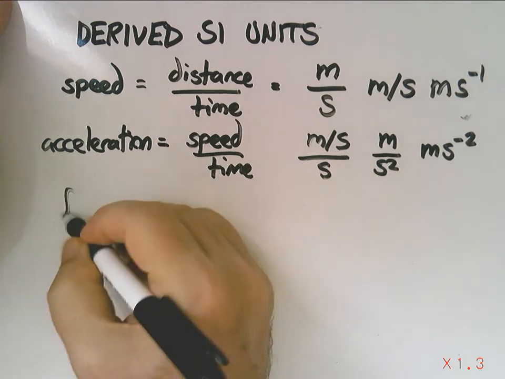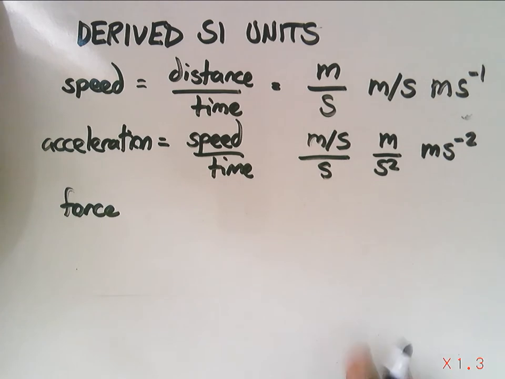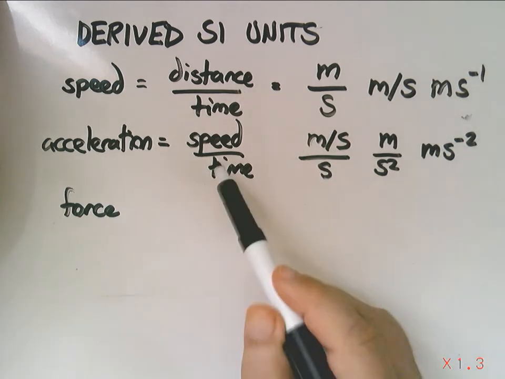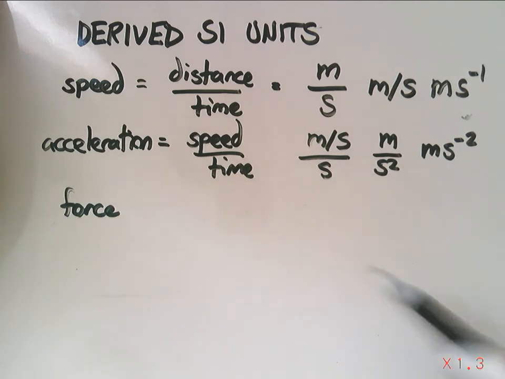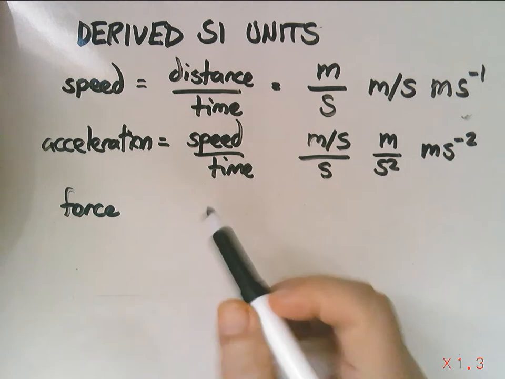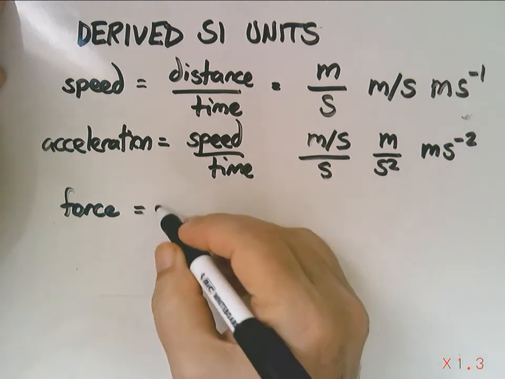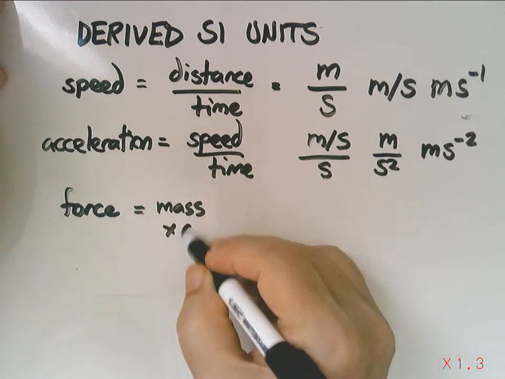What about force? Well, I need some kind of a physical definition of force. I had a definition for speed, and that allowed me to derive units for that. I had a definition for acceleration, and I could derive units for that. What's my definition for force? From high school physics, force is mass times acceleration.